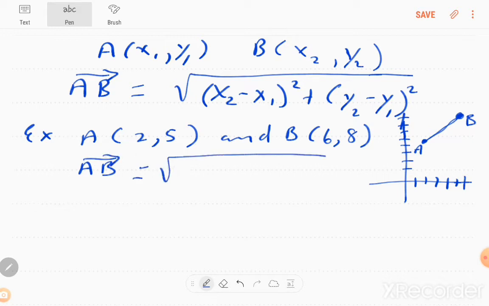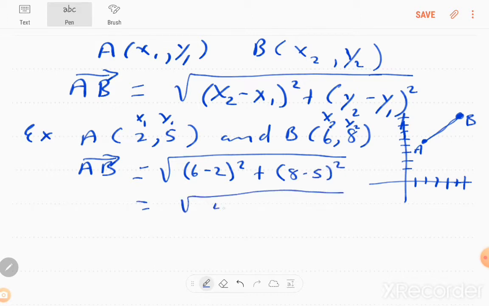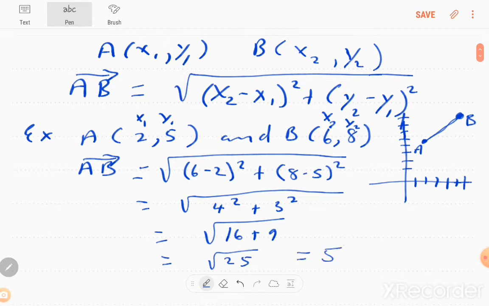would equal the square root. Okay, so I'll make this one x sub 1, y sub 1, and here x sub 2, y sub 2. So the distance between these two would be the square root of (6 minus 2) squared plus (8 minus 5) squared. So this would be 4 squared plus 3 squared, so 16 plus 9. So this is equal to the square root of 25, which is equal to 5. So the distance from A to B is equal to 5.